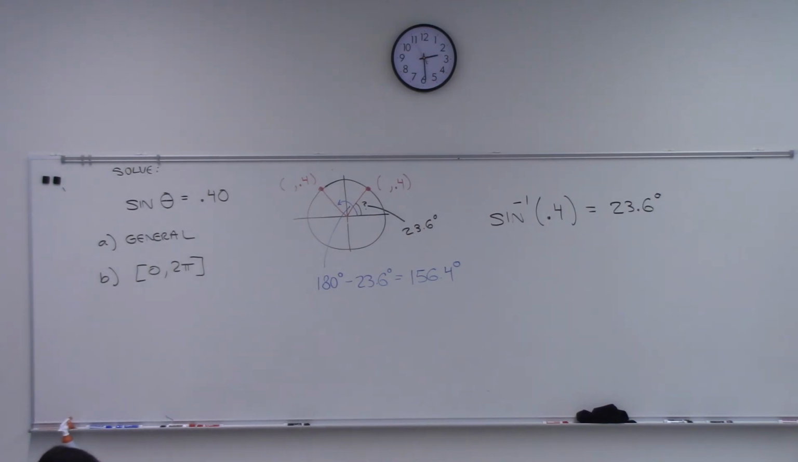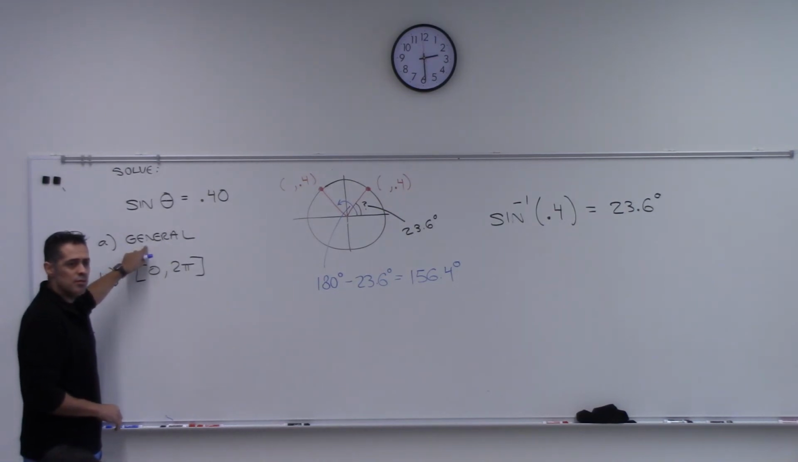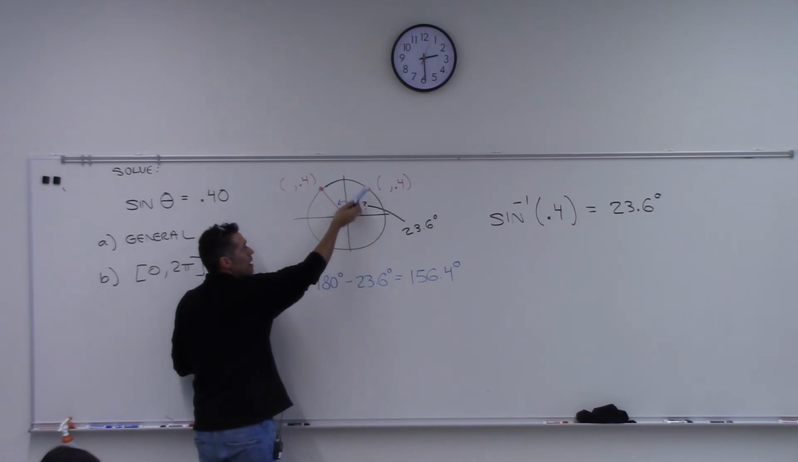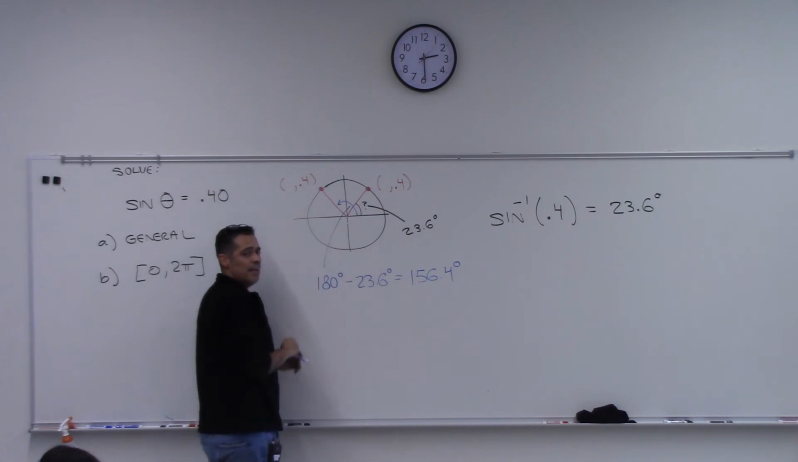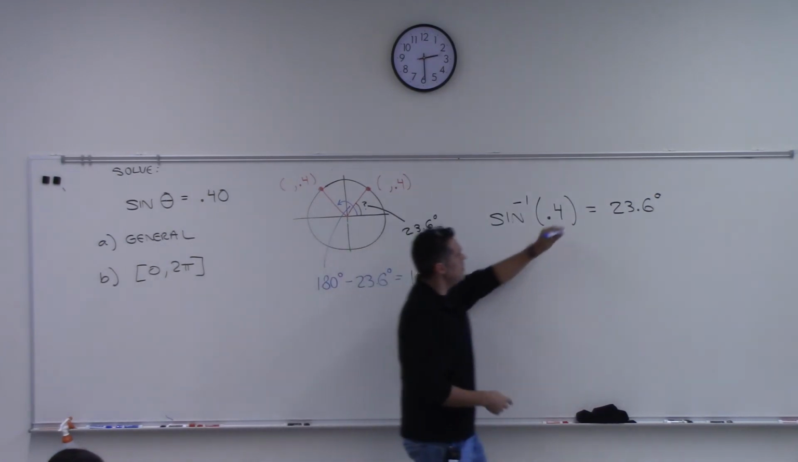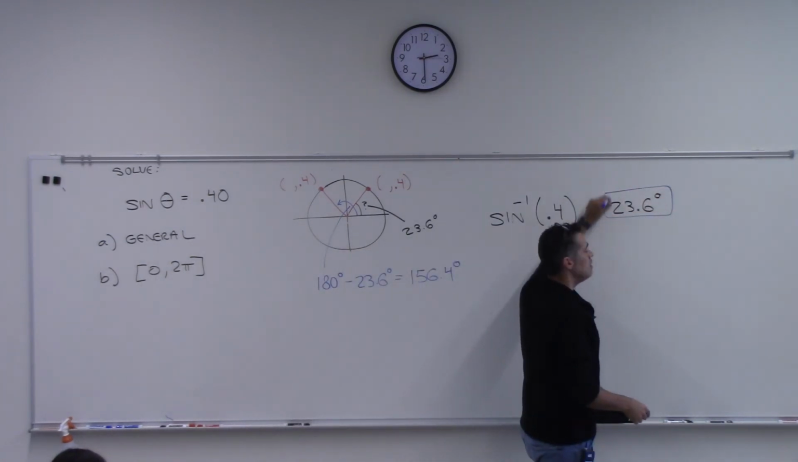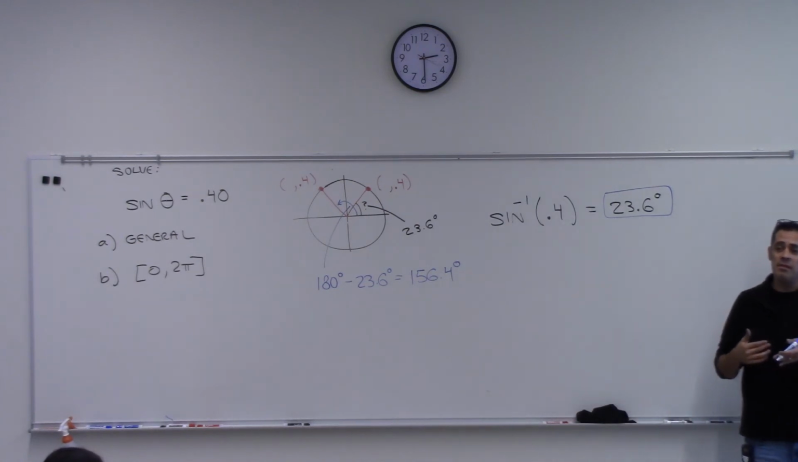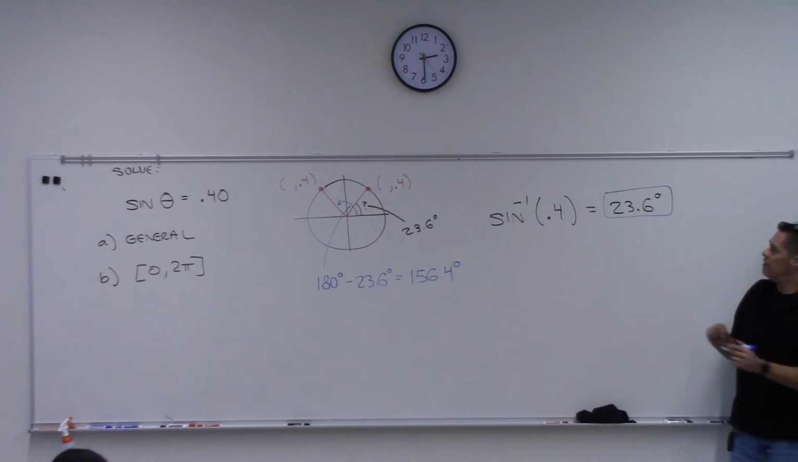All right, I'm ready to give you my answers. I'm asking for the general solutions first. So that means I need to be at this point, and I need to go all the way back around, right? We've been doing 2 pi k, haven't we? 2 pi k every time we want to go all the way around. But do you see that my first answer is in degrees? So to go all the way around, I don't want to use 2 pi k, I want to use 360 k.